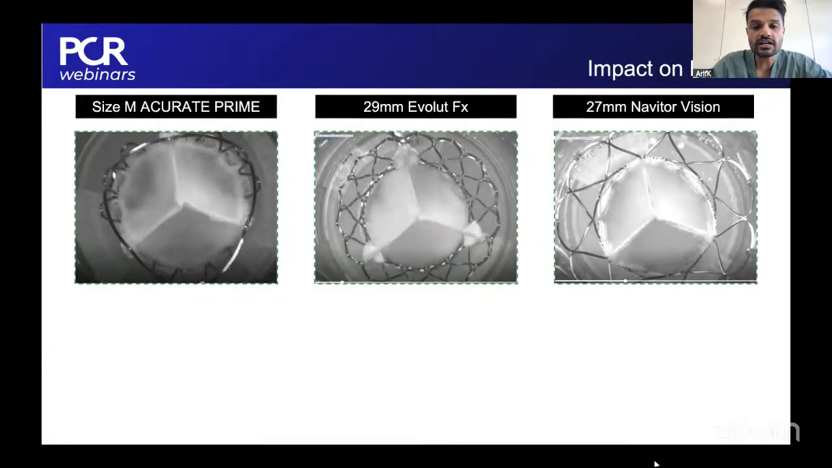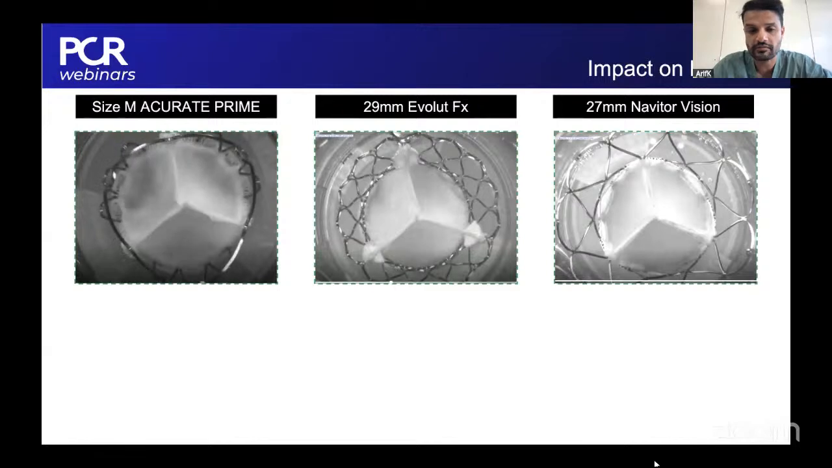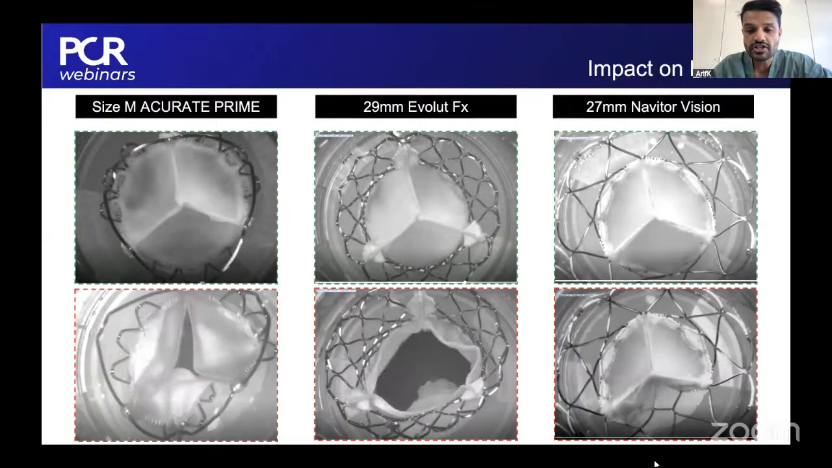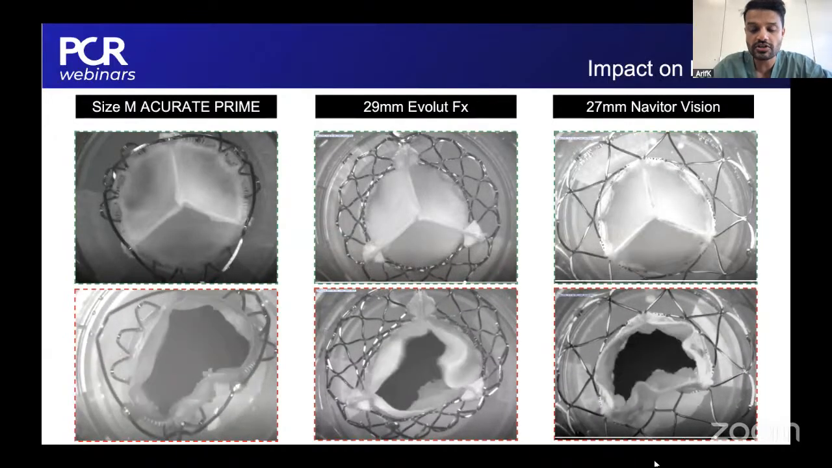When we start to look at the leaflets, these are normal, concentric, well-expanded leaflets designed to meet the size that this nominal valve should be across different valve platforms. When you look just at a glance, you can see how underexpansion is affecting the leaflets. You can see both the way the leaflets open, but also the structure of the leaflets.